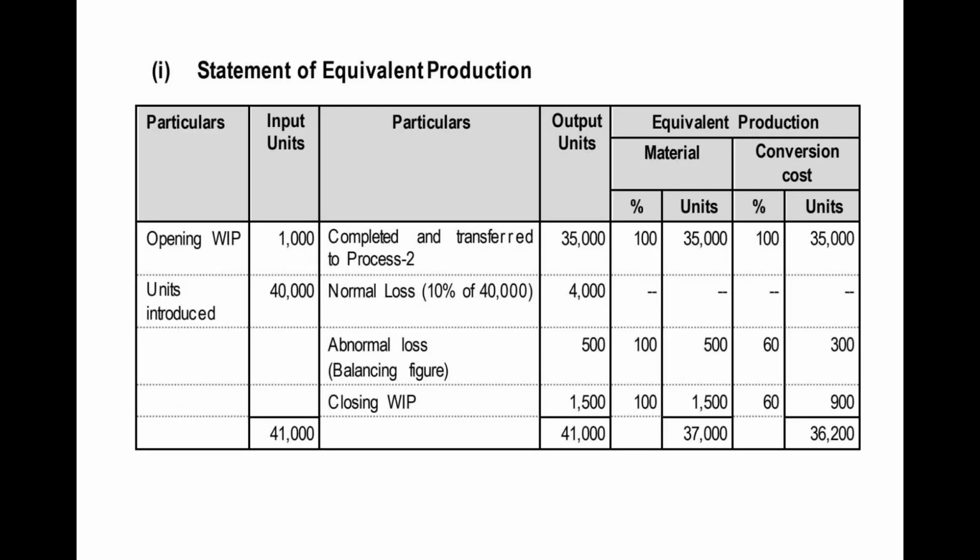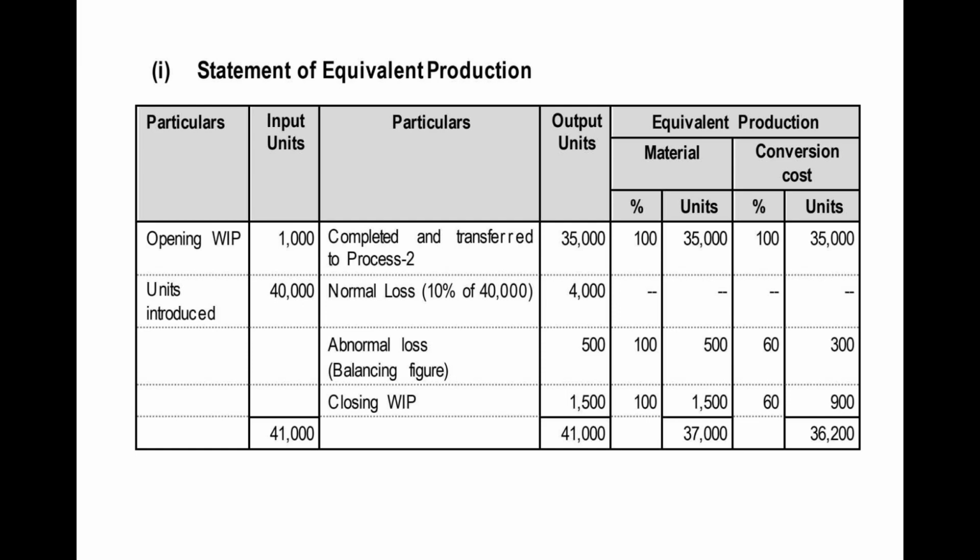Then we are moving to the working part. Statement showing equivalent production. We need 8 columns just like in the screen. The first column should be the particulars column. It should be moderate. Then the input units column. It should be a small column. Then the next column, particulars once again. It should be a little bit bigger. Then output units. Next we are preparing equivalent production.